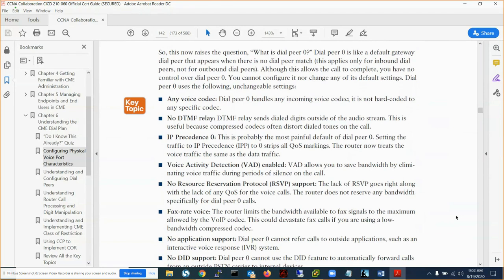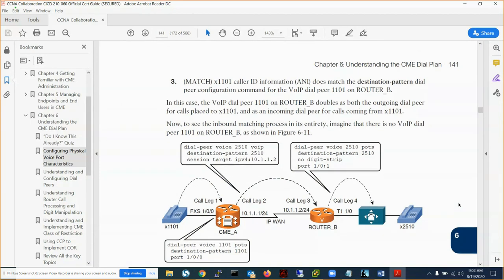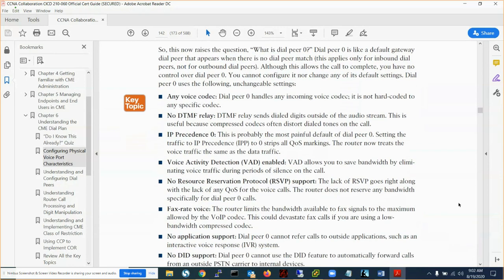Like in the previous picture, where we can't call from here to here because there's no outbound dial pair to call 1101. It just can't happen. But it will give dial pair 0 for incoming dial pairs. Although this allows the call to complete, you have no control over the dial pair.